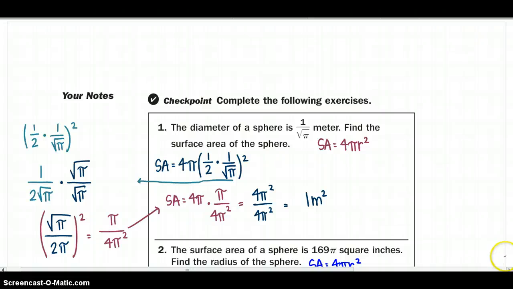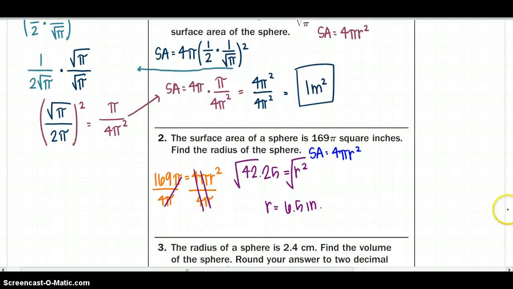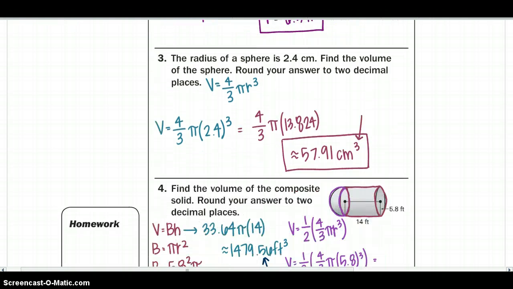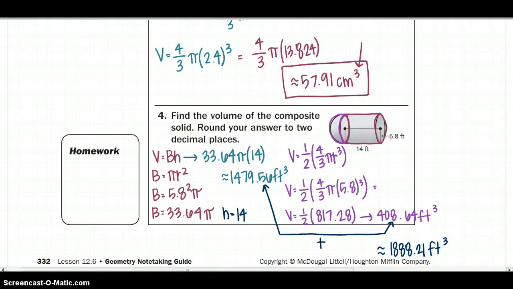For the first checkpoint, the answer is 1 meter squared. Again, we're in surface area. Number 2 is 6.5 inches. I'm finding my radius. Number 3, I'm finding my volume, so I need to make sure I am in cubic centimeters. And last, this is almost the reverse of our last example, but instead of subtracting, since they are both on the outside, I'm going to add those values, and that is my third example.